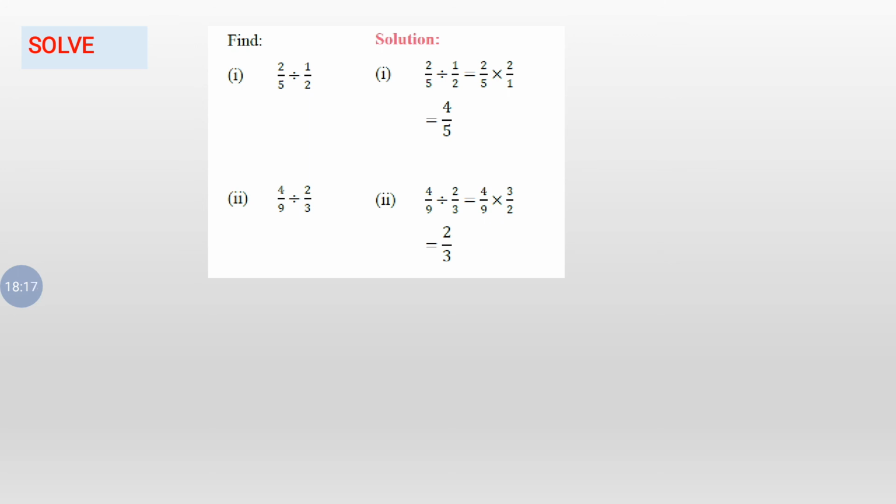So another example, 4 by 9 divided by 2 by 3. So the operation changes from division into multiplication. 2 by 3's reciprocal is 3 by 2. The product of the numerators divided by the product of the denominators. So 4 3s are 12, 9 2s are 18. Reducing to the simplest form, we get the value 2 by 3.